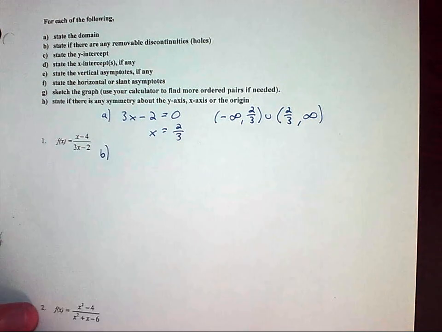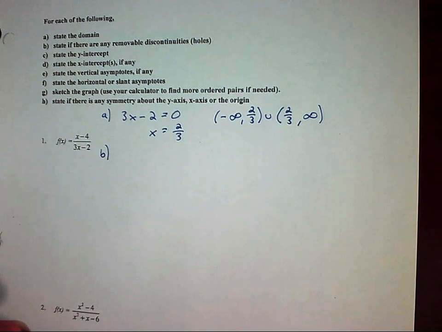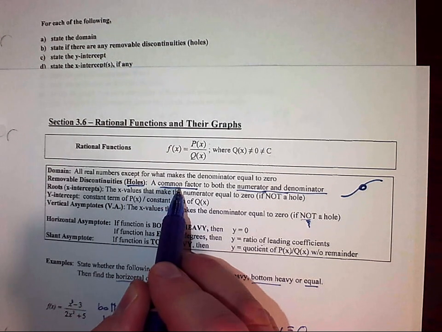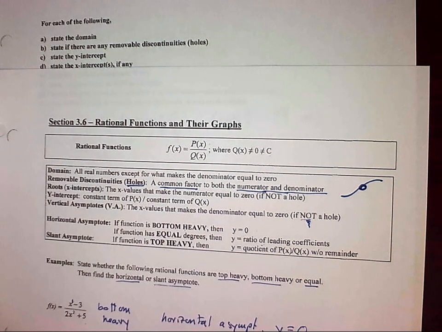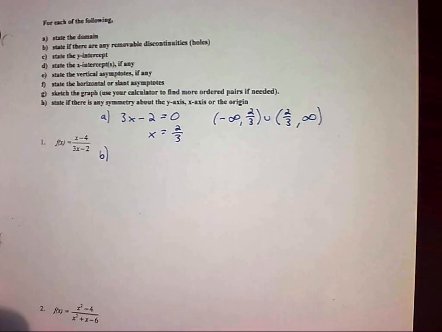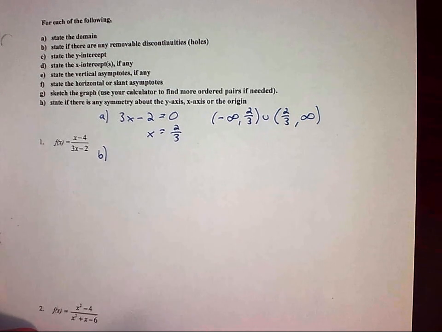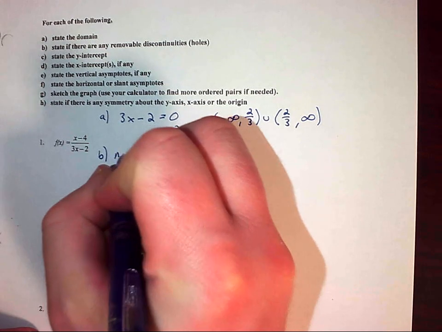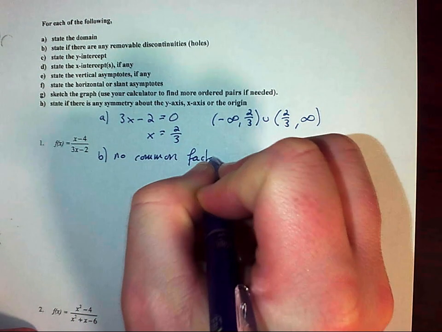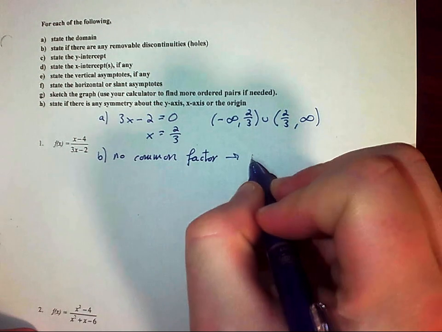For part B, that's nothing new to this section. For part B, we're going to try to state removable discontinuities. Well, again, if we go over here to removable discontinuities or holes, we have to find common factors for both the numerator and the denominator. Do the numerator and denominator have a common factor? Nope, most certainly not. So here we have no common factor, so therefore we have no holes.